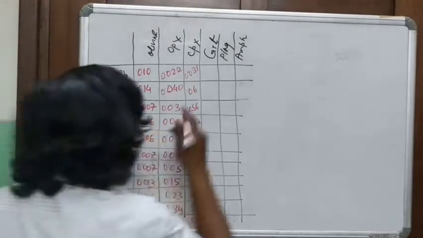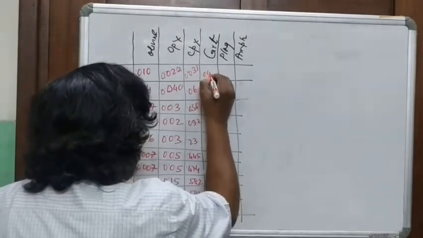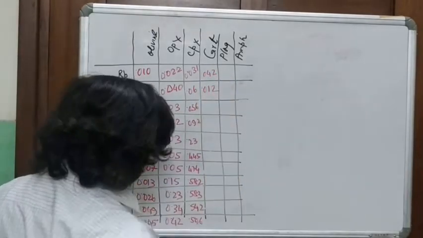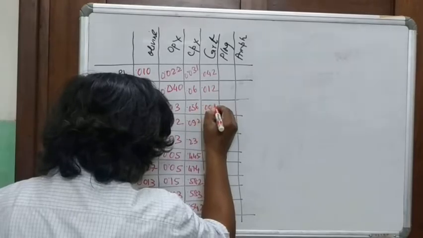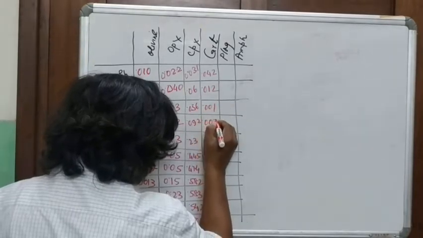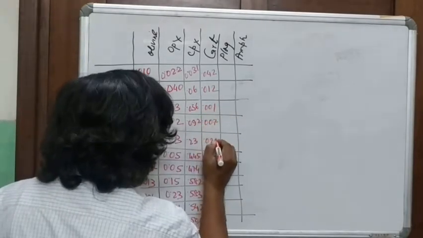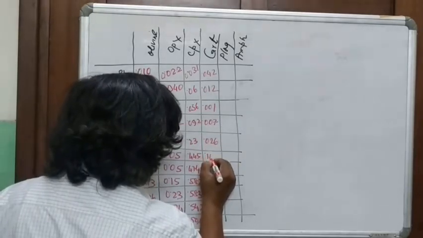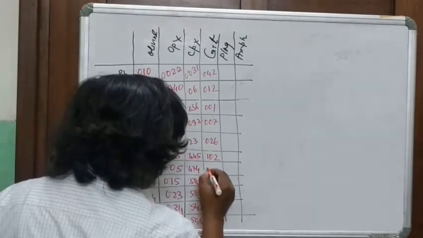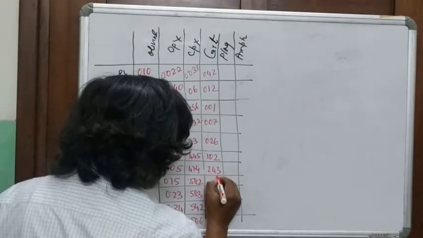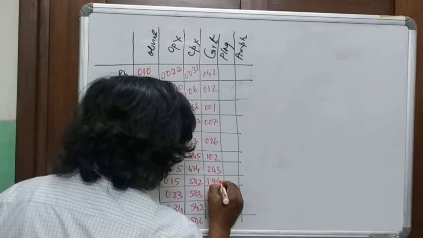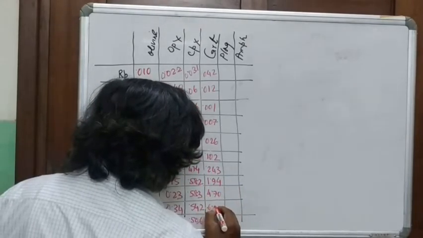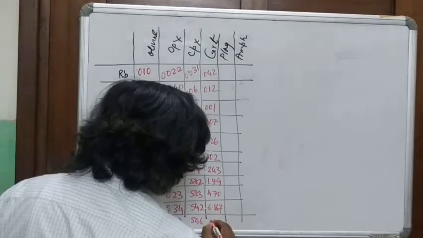Garnet: 0.042, 0.012, 0.001, 0.007, 0.026, 0.102, 0.243, 1.94, 4.70, 6.167, 6.950.